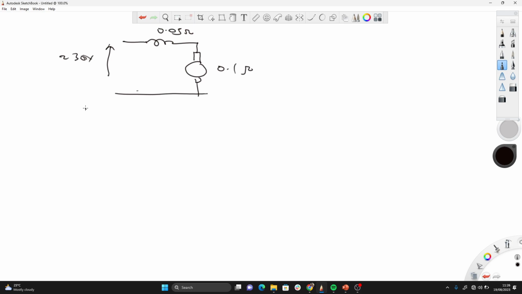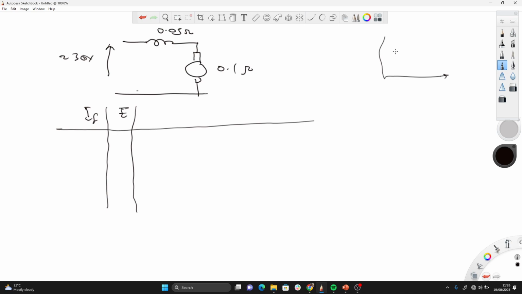So we've been given IF against E, right? Now, what we want to do is obtain speed against torque here. We know that torque is equal to K phi IA, and omega is E over K phi. So I need to find first IA, right?